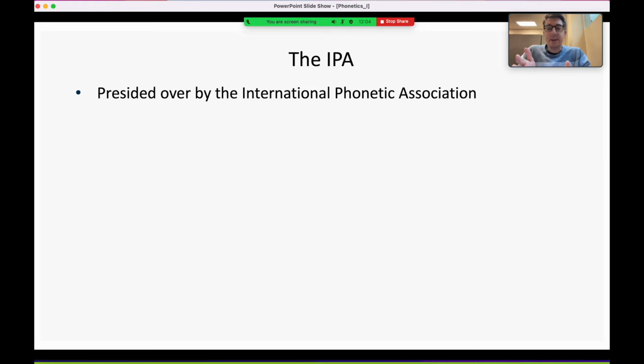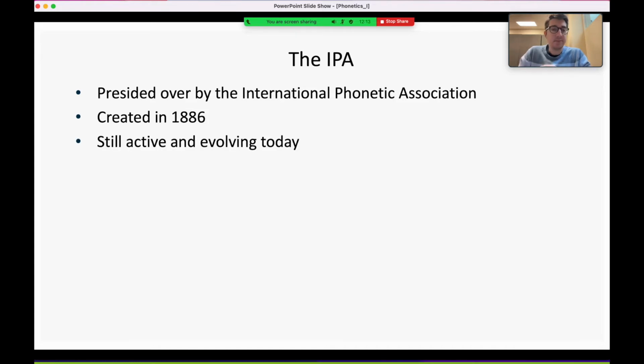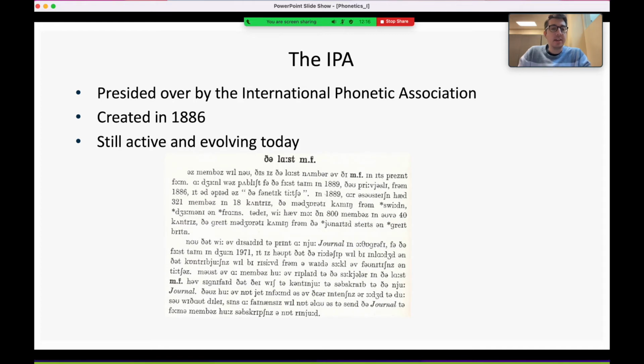So, what's the IPA? The IPA is presided over by the International Phonetic Association. It was created in 1886 and is still active and evolving today. This is just an example of the IPA from the last Maître Phonétique, which was the French name for the journal that was published until '71, I think, and then abandoned, right? So they published all of their articles in this journal using the IPA, or the International Phonetic Alphabet.